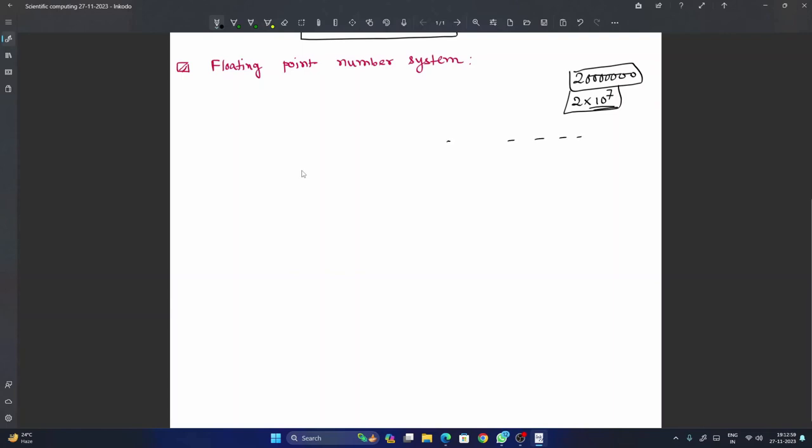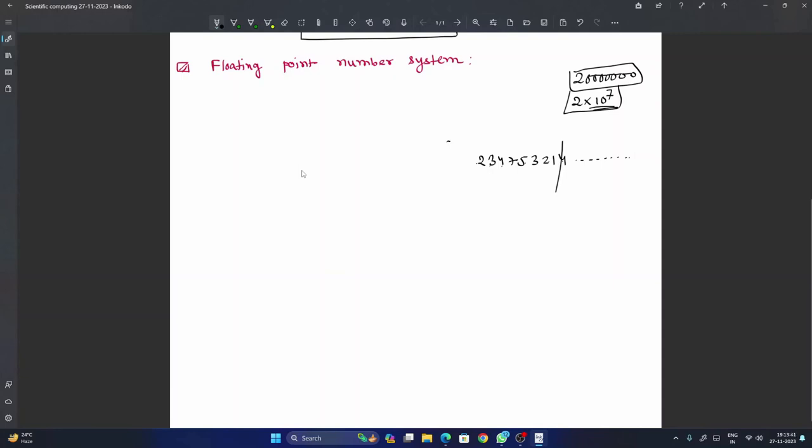Suppose you have a large number which has 100 digits, like A, B, C, D, and it continues. Or suppose it is 2, 3, 4, 7, 5, 3, 2, 1, 4, and in this way it has 90 digits. And in your calculator there are only 8 digits to show. Then if you use the fixed point system, it will chop after the 8th digit, and after that you cannot see the whole number.